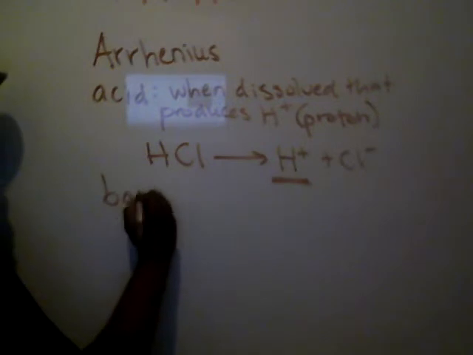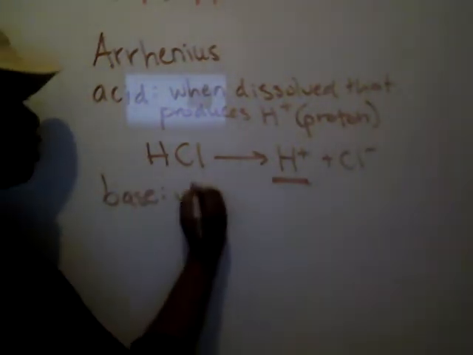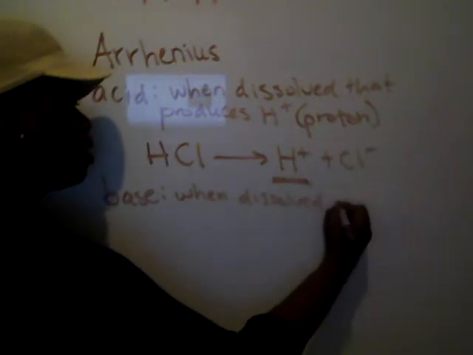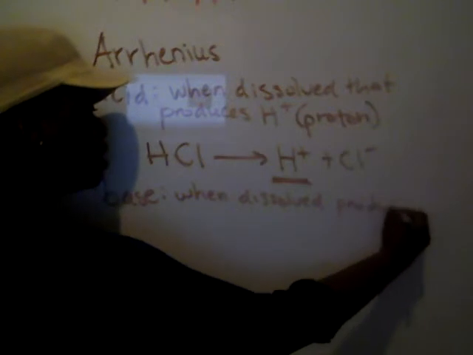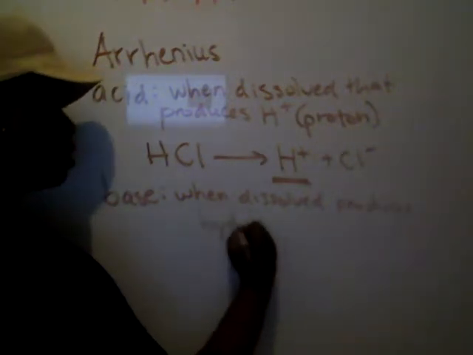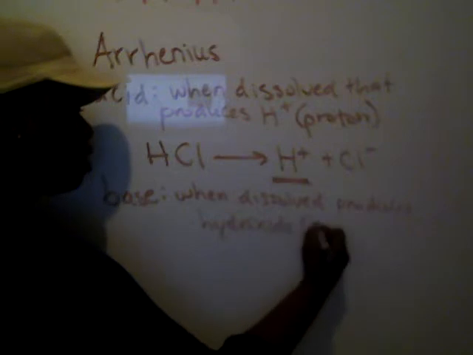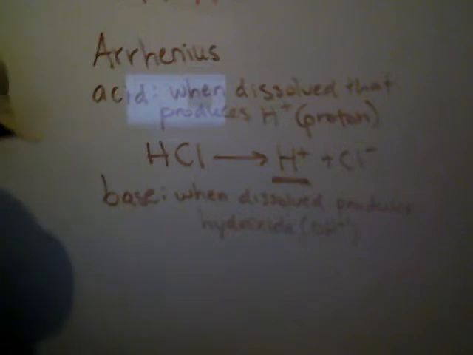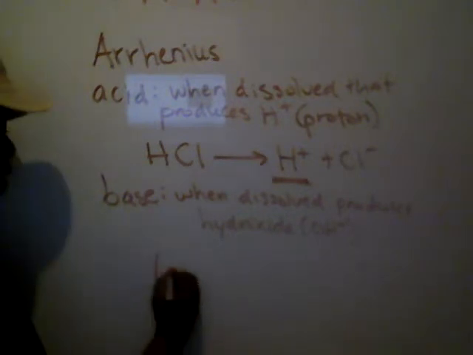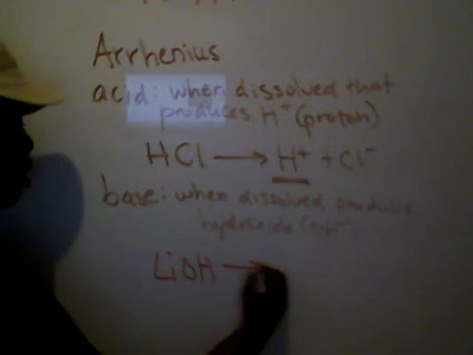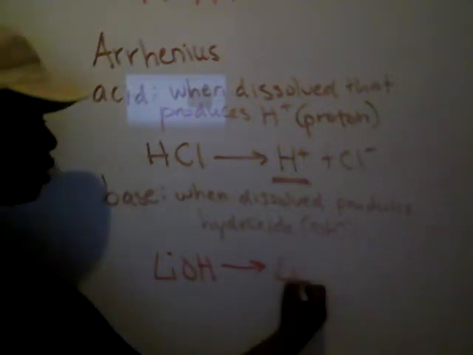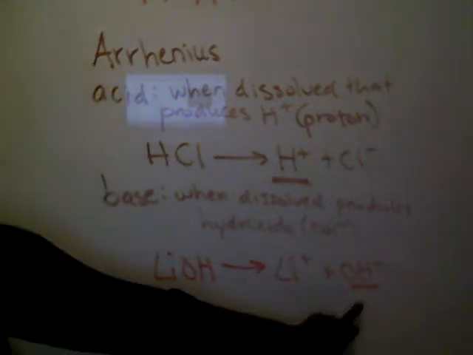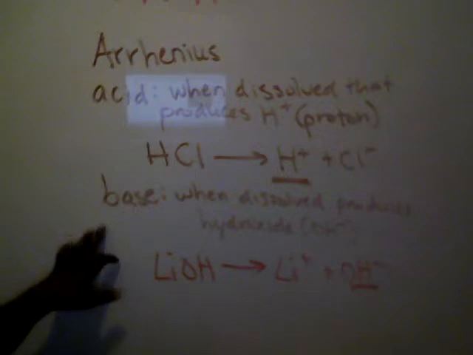According to Arrhenius, a base would be anything that, when dissolved, produces hydroxides. And hydroxides are OH minus. If we write an example, let's say we have LiOH. When that dissolves, it's going to break apart into lithium and hydroxide. Because this makes hydroxide when we dissolve it, it would be considered a base according to Arrhenius.